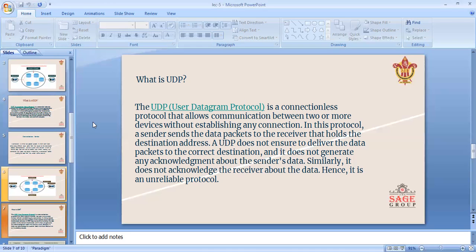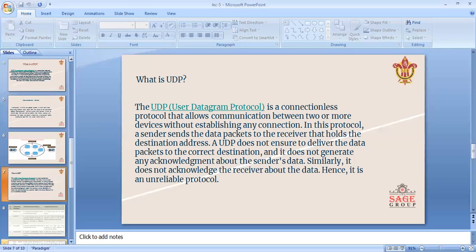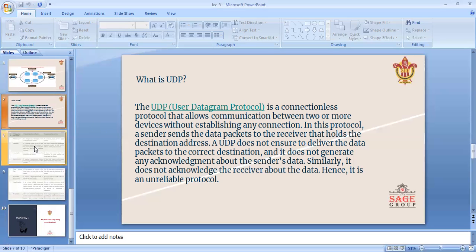So in case of UDP, it also ensures delivery of the data package to the correct destination, but it does not generate any acknowledgement about the sender's data. So we can say there is no security. Suppose in case of any failure, the sender is not responsible for it because there is no acknowledgement received from the receiver.